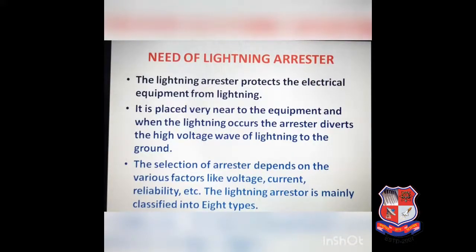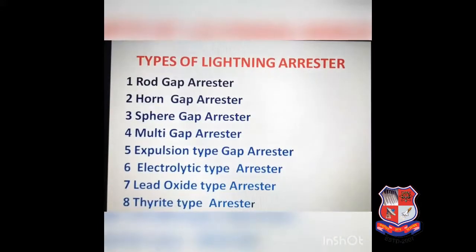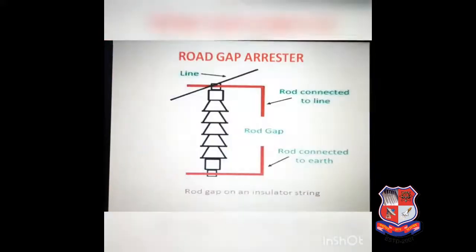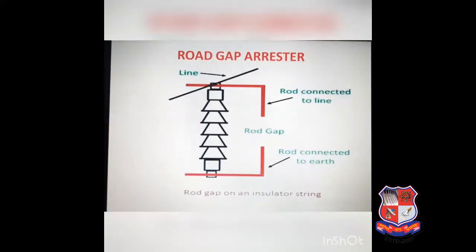The lightning arrestor is mainly classified into 8 types. Let us discuss one by one. In this session, I will cover the first 2 types of lightning arrestor, the rod gap arrestor and horn gap arrestor. Third is sphere gap arrestor, then multi gap arrestor, expulsion type gap arrestor, electrolytic type arrestor, lead oxide type arrestor, and last is thyrite type arrestor. So let us start with the construction of rod gap arrestor.